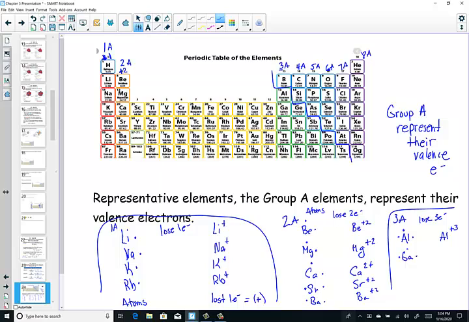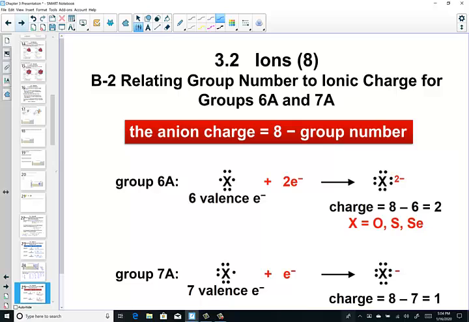Aluminum ion, +3, no dots. It lost those 3 electrons. And the same trend continues for gallium and so forth. So with confidence we know aluminum is +3. We know beryllium's entire column is +2. And we know hydrogen's entire column is a +1 charge, based on the location for the group A representative elements, those metals forming positive charge.